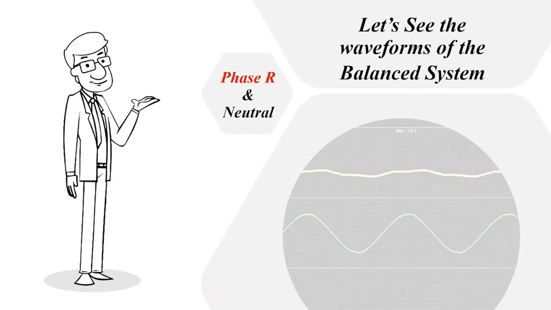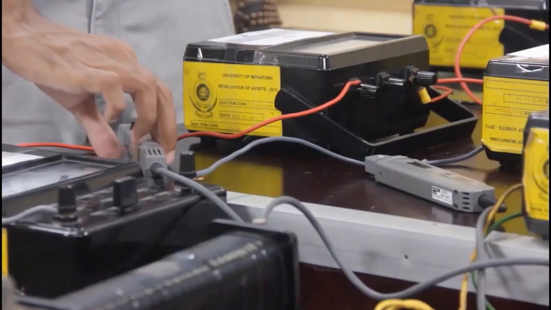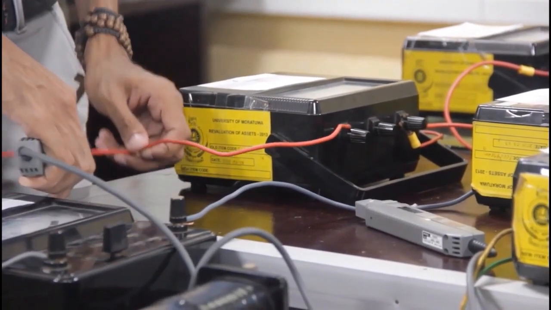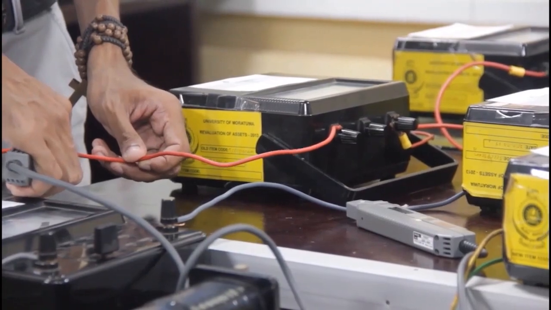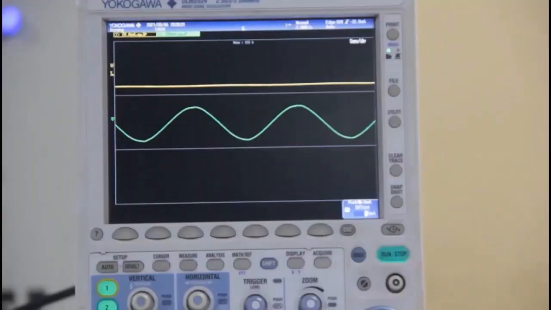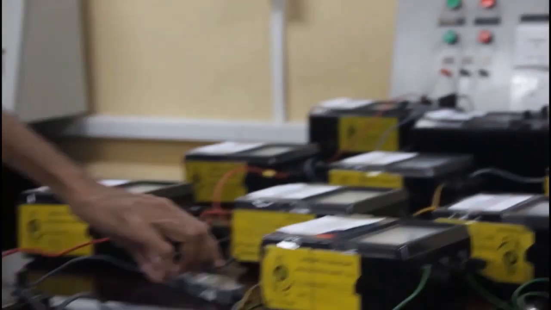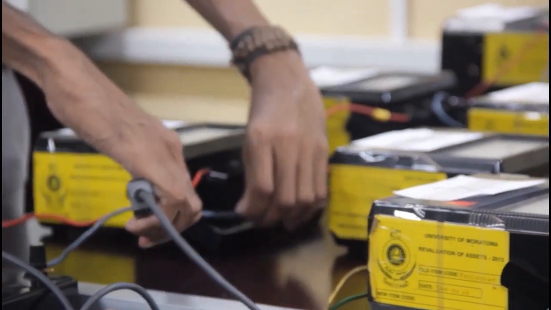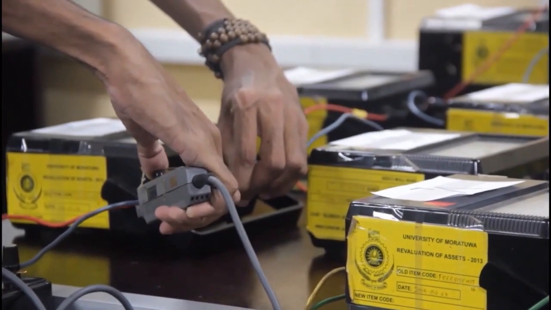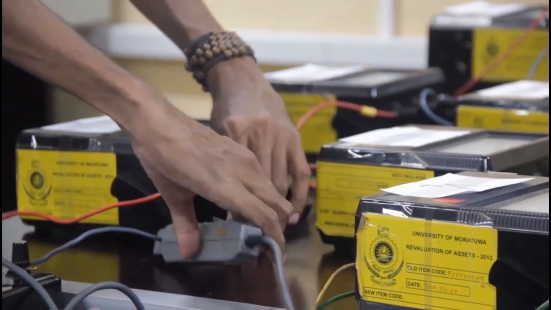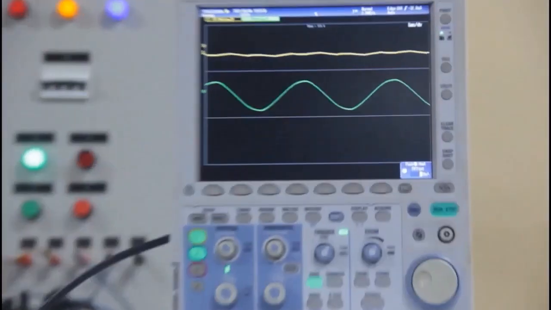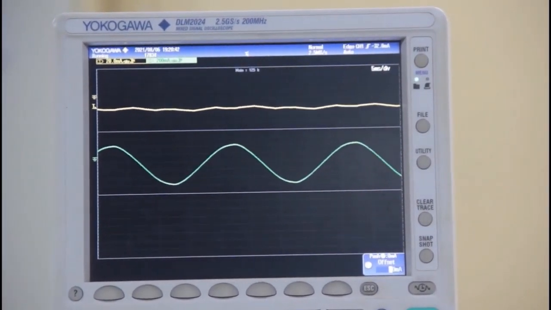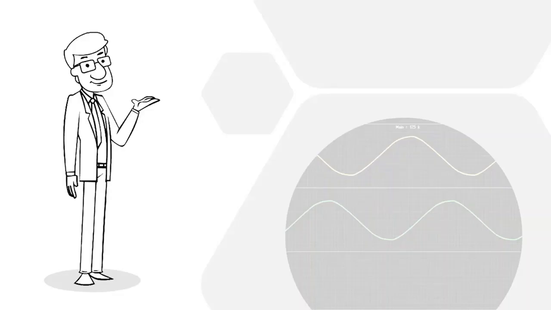First, phase R and neutral. Connect the channel 2 current probe around the phase R conductor. You then see the waveform. Connect the channel 1 probe around the neutral conductor and observe the waveforms. You then see small ripples because of the harmonics in the power supply. You then neglect them. Draw both waveforms in the 2A grid provided in the observations.